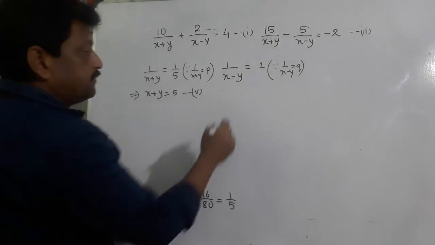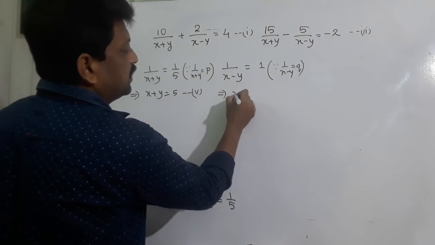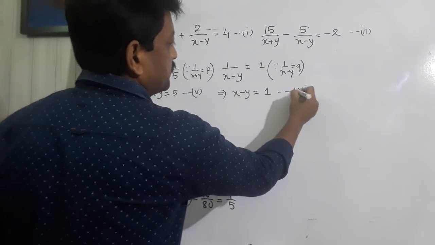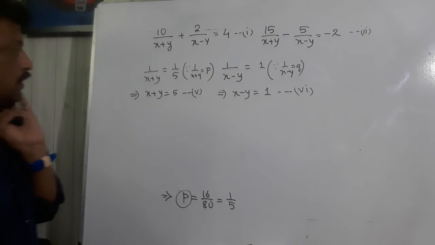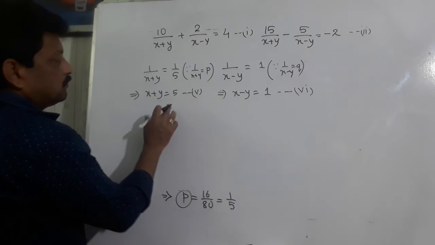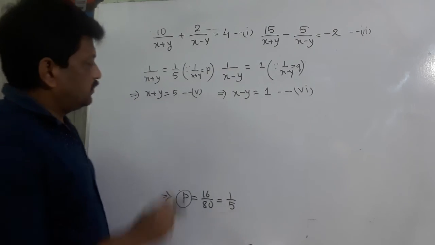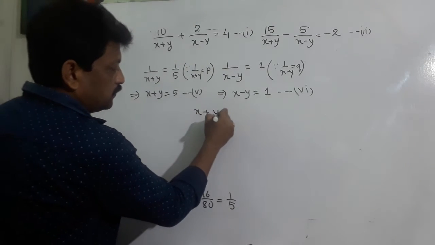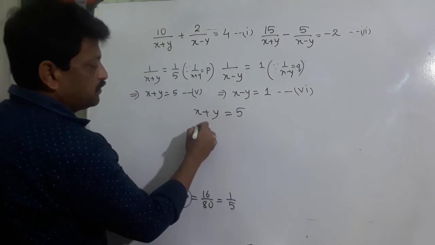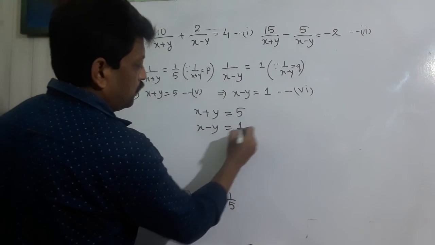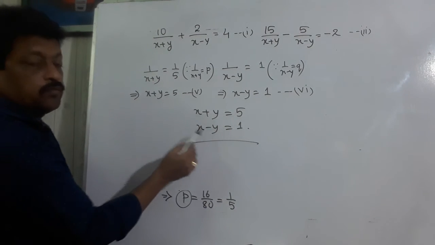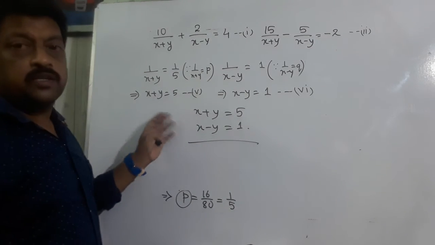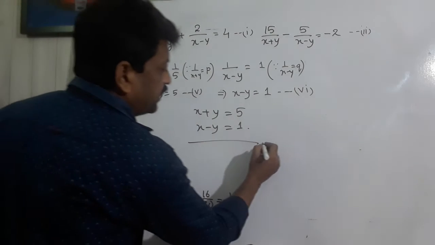Hope you are getting it. Now by reciprocal, x minus y will be 1. So this is equation number 6. Understood? Now we have to solve for x and y. They are in the form of linear equations. x plus y equals 5 and x minus y equals 1. We can go for addition or we can go for subtraction, anything, because in both the cases the coefficients are the same. So let me go for addition.